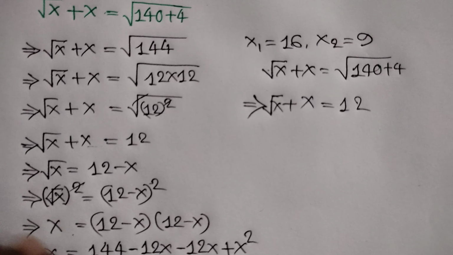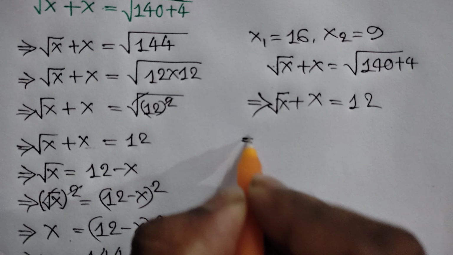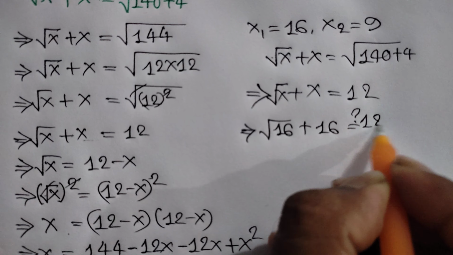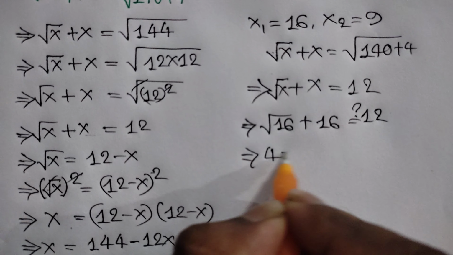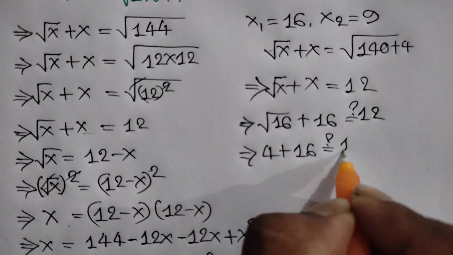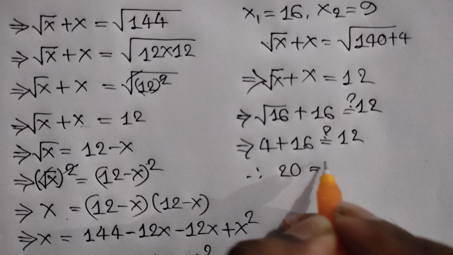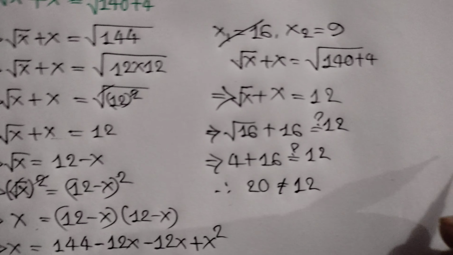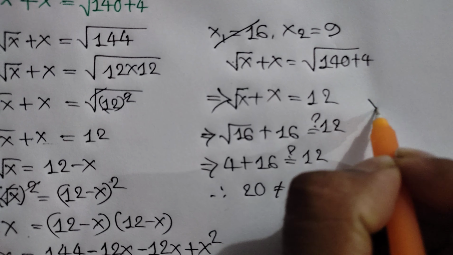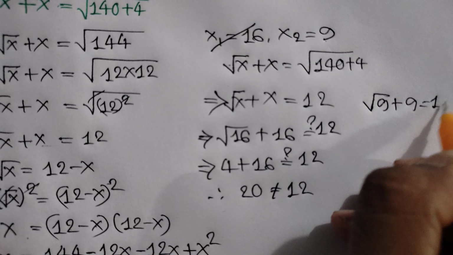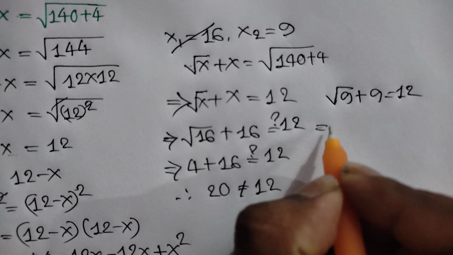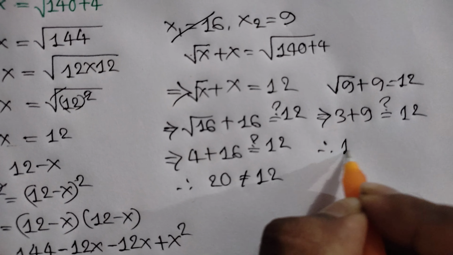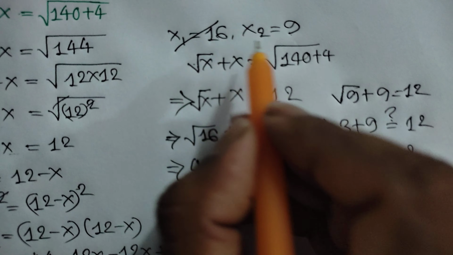Now when the value is 16, we can write square root of 16 plus 16 is it equal to 12? We know square root of 16 is 4, plus 16 is 20. So 20 is not equal to 12, so 16 is cancelled out. Now x2 is equal to 9, so we can write square root of 9 plus 9 is equal to 12. We know square root of 9 is 3, plus 9 is 12, so 12 is equal to 12. So our final answer is 9.